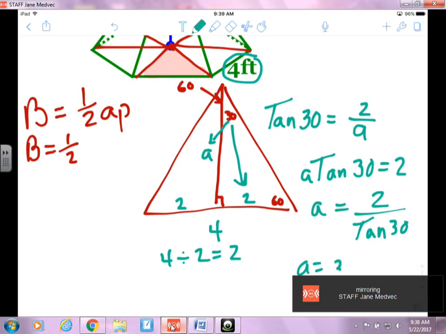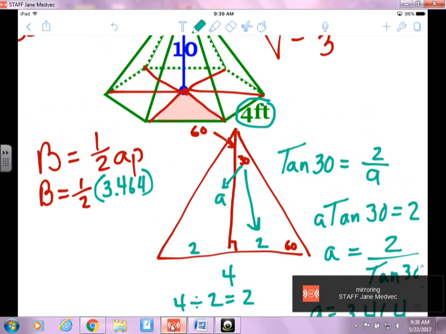My a equals 3.464. And again, I can cut it off on my piece of paper, but make sure when you actually do the formulas, you leave your number very big. All right, leave it as large as you possibly can. So this is 3.464.